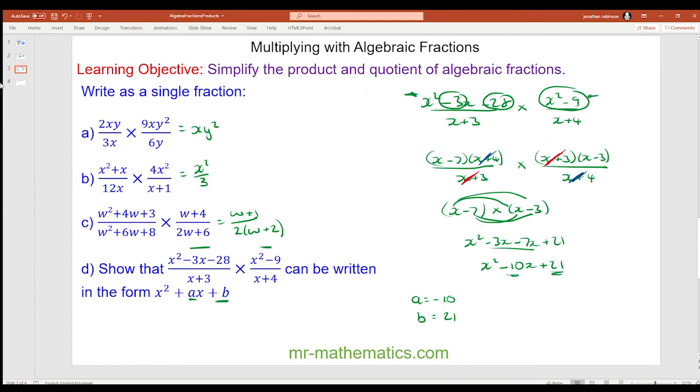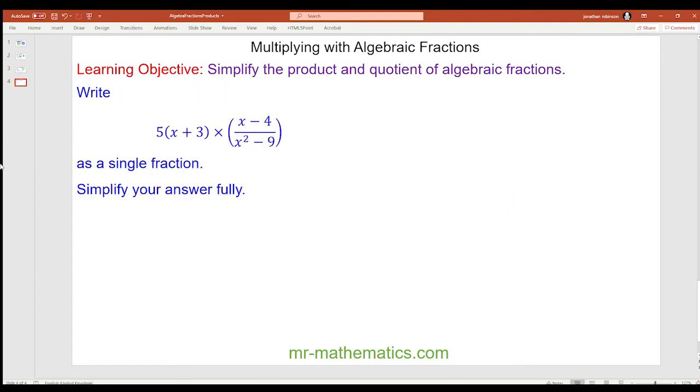Okay, let's move on to our challenge question. Can you write 5 lots of x plus 3 multiplied by x minus 4 over x squared minus 9 as a single fraction and simplify your final fraction fully? Do you want to pause the video and try this question and then unpause it when you're ready?